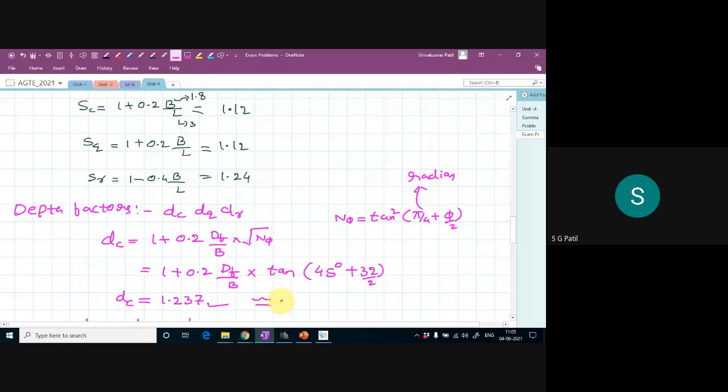1.3 we are getting. Anyway, I will stick to 1.237 because I am getting 1.237. I hope some of you may be getting this 1.237. 1.30, sir. Anybody getting 1.23? Yes sir, getting 1.3. 1.3 only. Okay.